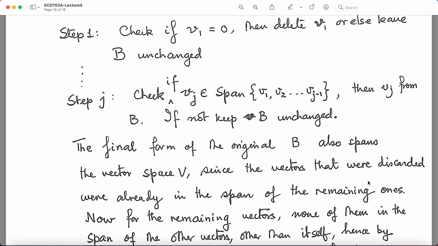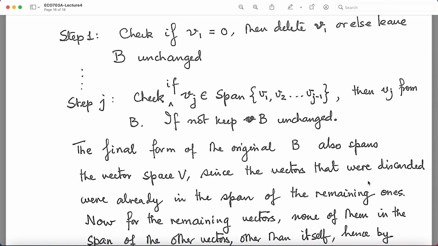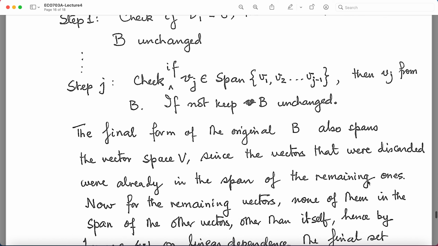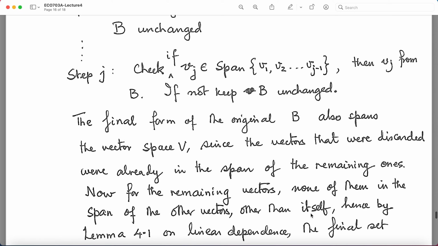So, now what we have learnt in the linear dependence lemma is, if there is a set of vectors V1, V2, ..., Vm which are linearly dependent, then there exists a j for which Vj is in the span of V1, V2, ..., Vj minus 1. But now in this new list that we have got through this algorithmic scheme, no vector in the final list has this property that Vj is an element of the span of V1, V2, ..., Vj minus 1.